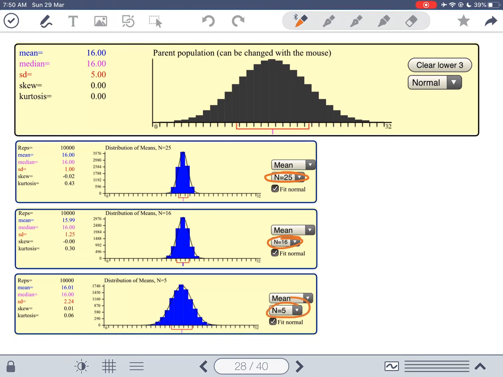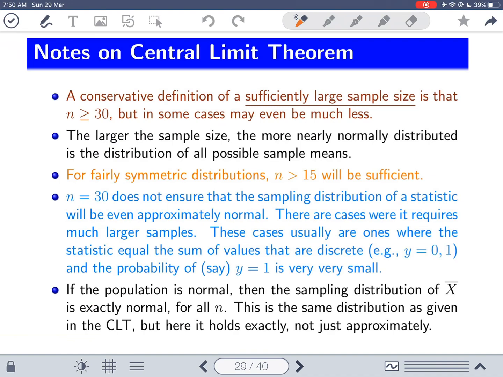But because we started already with normal, then we expect that we will get all of them normal, no matter what the sample size is. There is only one thing here that I didn't mention: if the distribution is fairly symmetric, if you look at it and it looks symmetric, then you can actually use n bigger than 15. You don't need 30, in some cases.